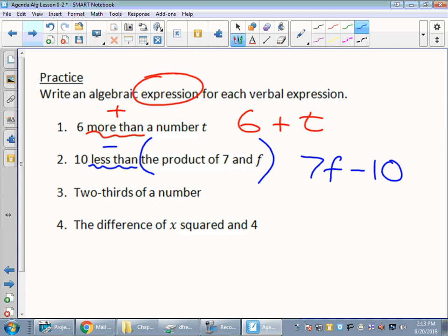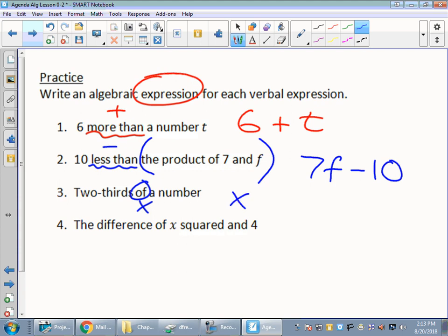2/3 of a number. Well, when it says a number, we really don't know what that is. Now, "of" is a key one. We should know what right away. "Of" is going to be multiply pretty much all the time. So "of" is multiply. And in this case, we have 2/3 of a number. They don't give us a number, they say a number. So what can we use? You can use any variable. So we're going to use x.